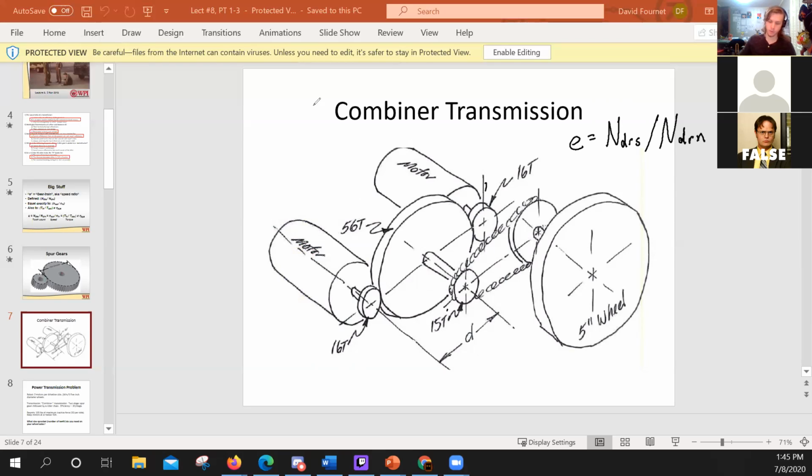The biggest idea with gearing is it's usually a trade-off. You're usually trading torque for speed, right? So if I had a 30-to-1 gear ratio, what that would be saying is that's the division of the number of teeth. So this would be drivers, and this would be driven.